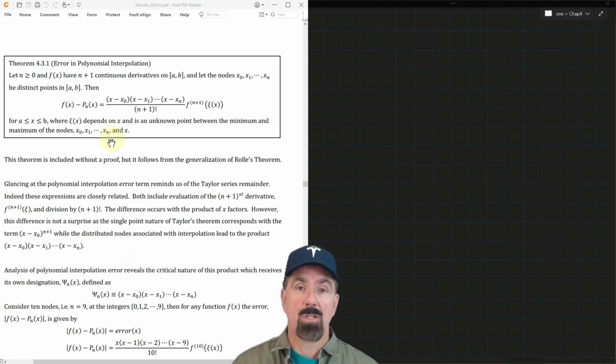Remember, polynomial interpolants are unique. It doesn't matter which way we go to end up with our polynomial interpolant. There's only one that goes through a set of points. And the error associated with it is here.